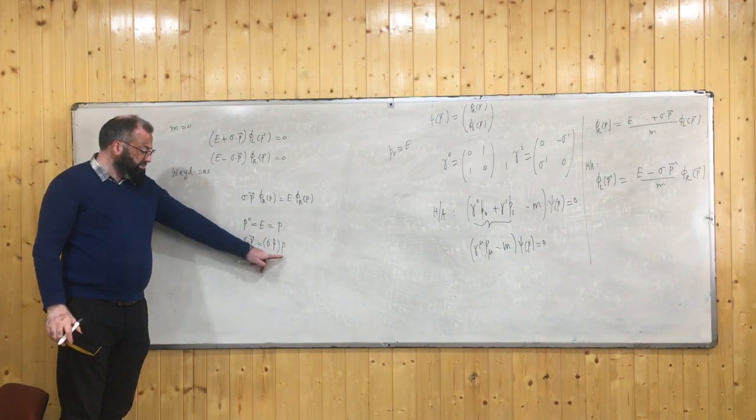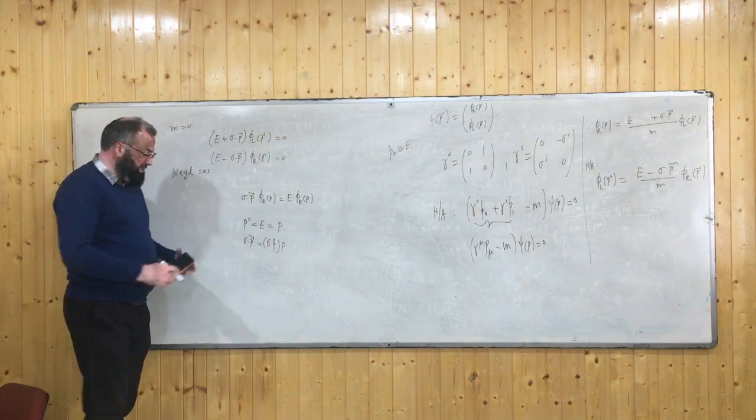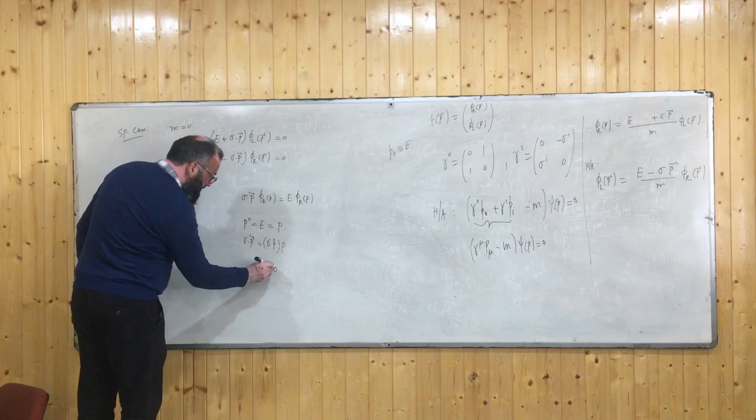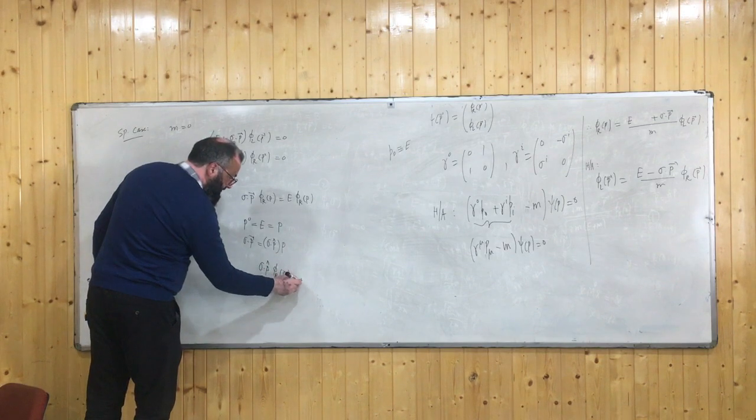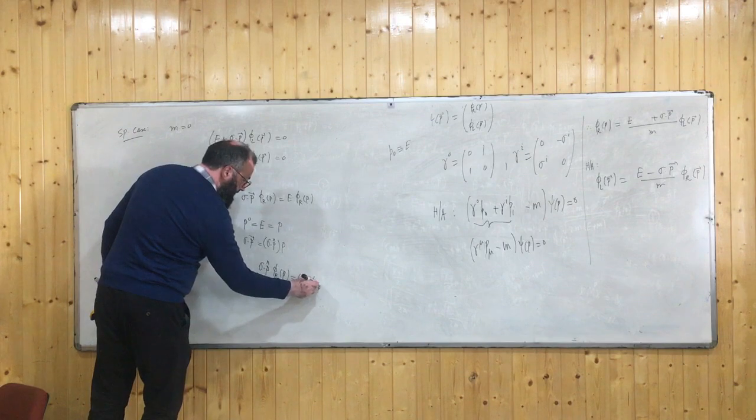P is the magnitude of the momentum, and you write a unit vector. Clear? So what is sigma dot P? Okay, so let's write it. It will be simply sigma dot P phi R of P is equal to plus 1 phi R of P.